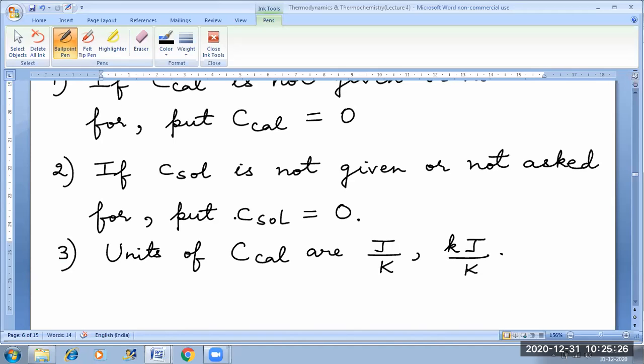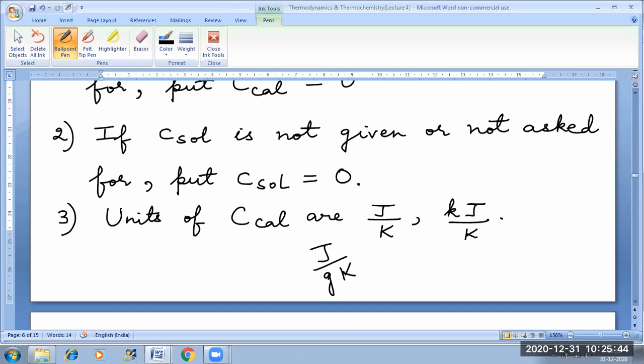Units of Ccal are joule per Kelvin. Now remember, this is the calorimeter constant. Calorimeter constant depends on the material of the calorimeter, not on the mass of calorimeter. So the unit of Ccal will be joule per Kelvin. Don't say joule per gram Kelvin. Why? Because calorimeter material is just going to decide the value of Ccal. Mass of calorimeter has got nothing to do with this.